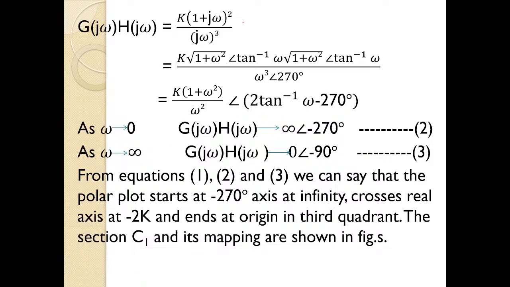So simply take the G of j omega H of j omega equation and write down the magnitude and phase angle for each and every term. Separate the magnitude terms, separate the phase terms, and for omega tends to 0 and omega tends to infinity, substitute in the above equation and determine the magnitude and phase angle. For omega tends to 0, magnitude is infinity and phase angle is minus 270. For omega tends to infinity, magnitude is 0 and phase angle is minus 90 degrees. So minus 270 and minus 90, and we already know, I can't draw it.